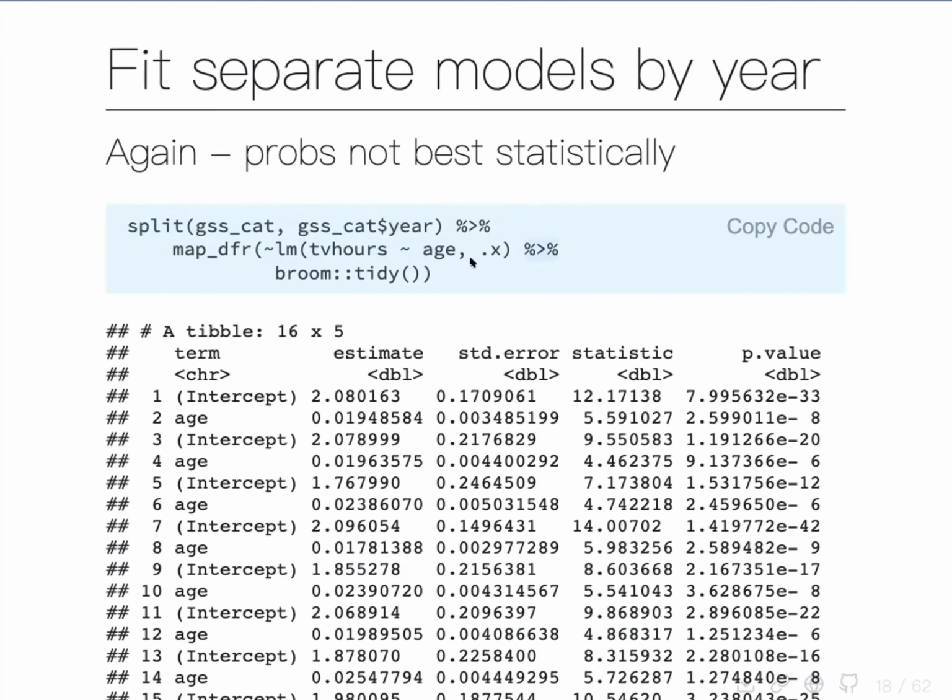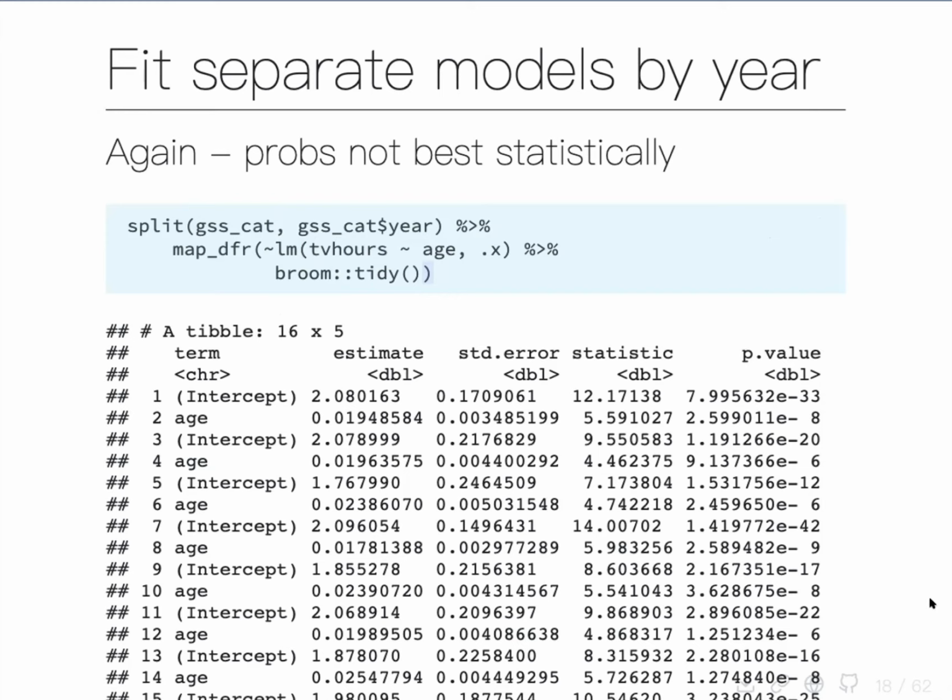And then I'm going to pipe that to broom tidy. Notice this parentheses here goes to map DFR. Okay, so I'm applying basically two functions within one loop. I'm fitting a model and then I'm tidying the model all within each iteration. Okay, so when I do that, I get something that looks like this.